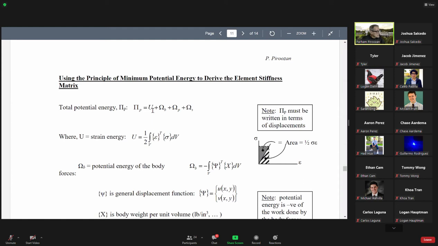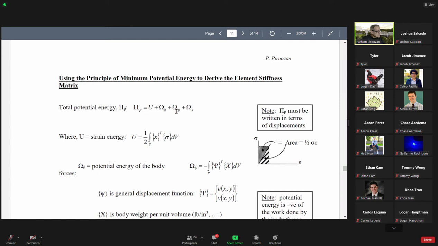U is strain energy. It is given by this, 1/2 epsilon transpose sigma dV, integrated over volume. This is strain energy. Potential energy due to body forces is given by this, negative u transpose X dV. X is body forces, force per unit volume, like density. If you want to include, for example, the weight of a structure, this is where it comes into the picture, this X here, these body forces.